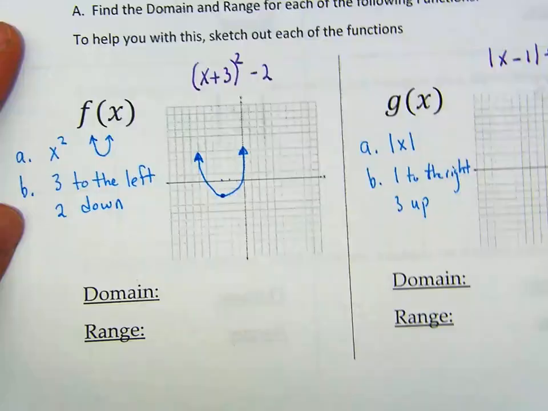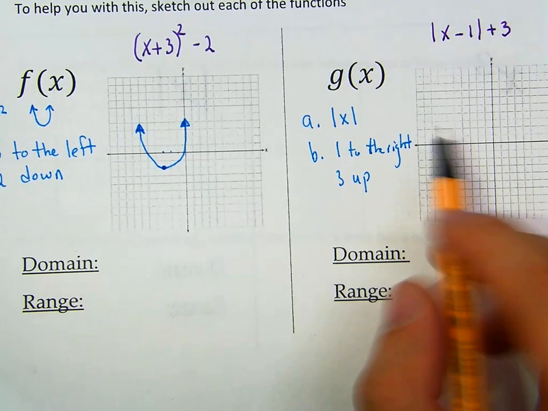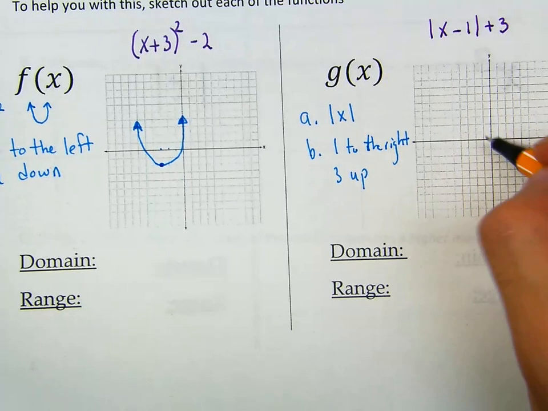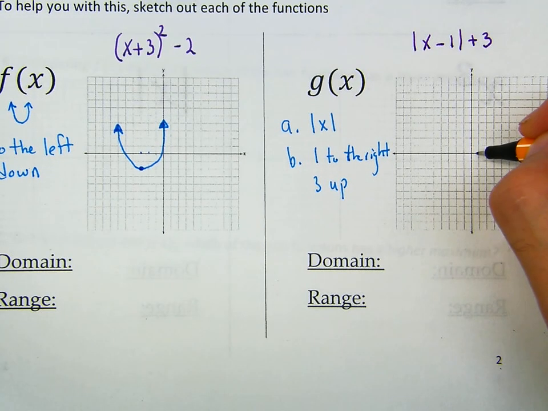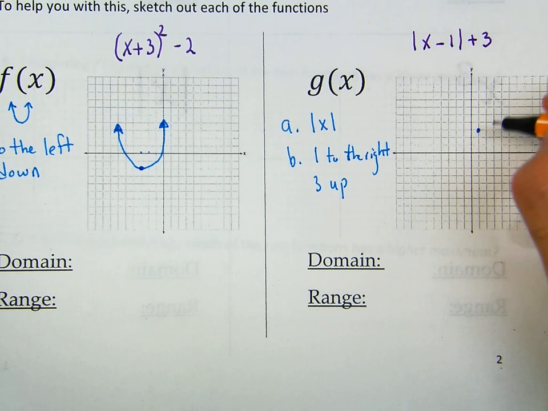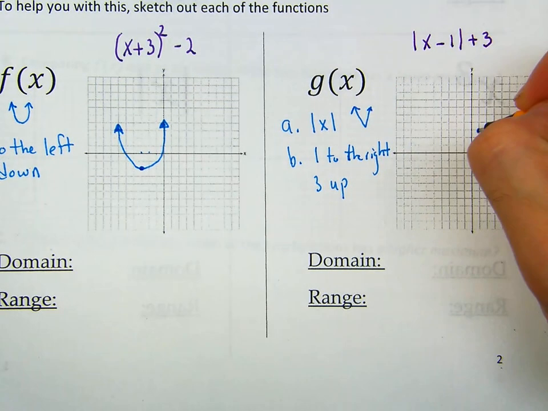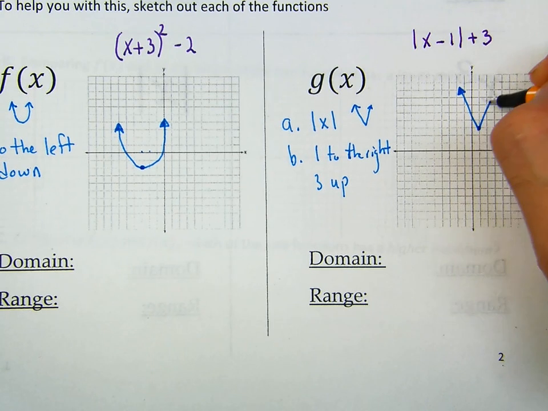Okay? What I want you to do is, if you haven't done it, try and do this one by yourself, right? Let's see. So this is 1 to the right and up 3. So 1, 1, 2, 3. And then here, what does absolute value of x look like? It looks like a V, just like this. Okay? And that's what you need to do.